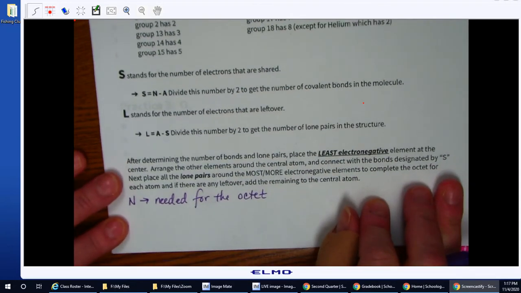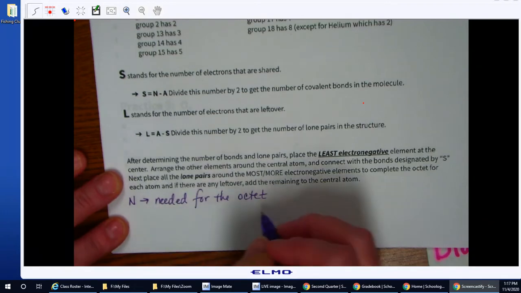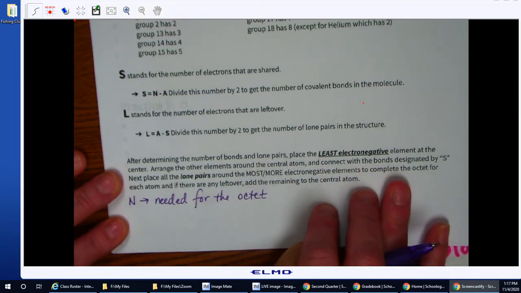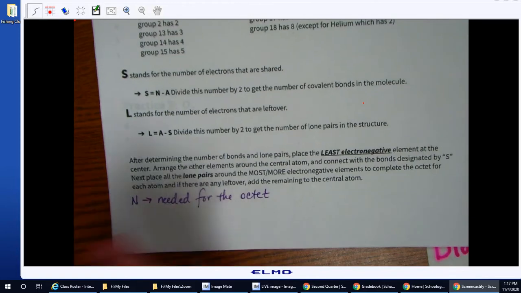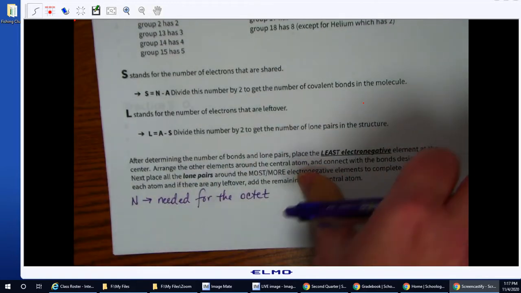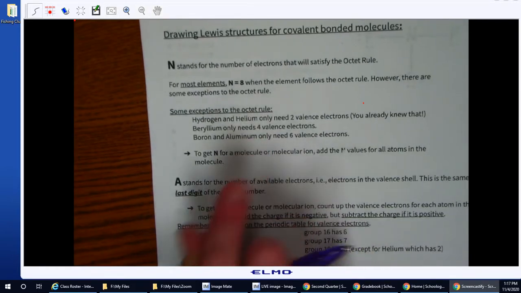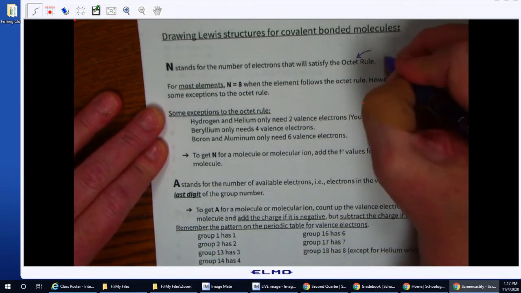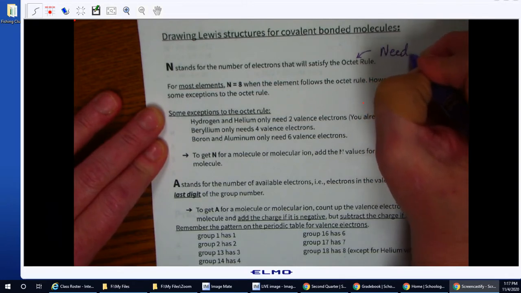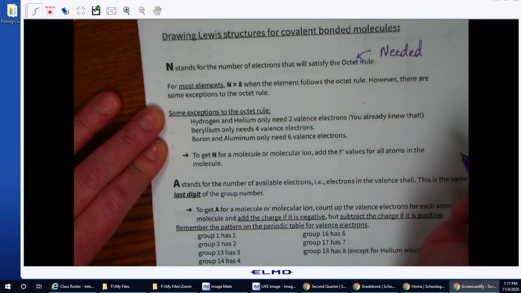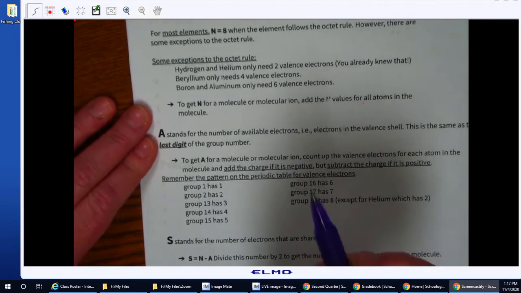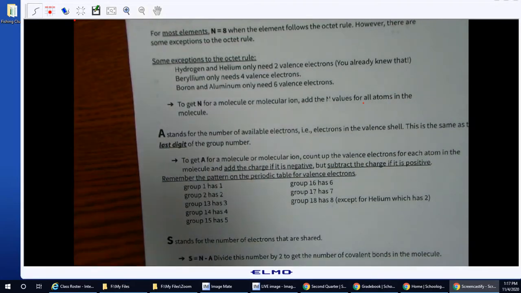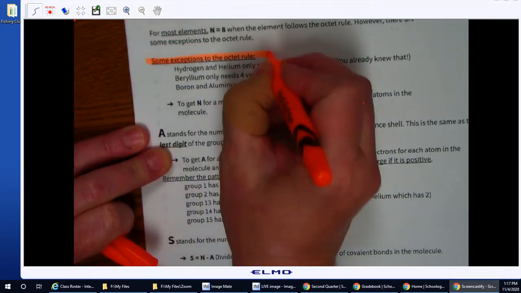Now, what's important about that is that I want to know how many electrons in total are needed, not how many I have to add to make an octet. Now, we should know that an octet generally is 8, but there are some elements that don't follow that rule. So again, if you go back up here to the very top where it talks about N is the number of electrons that are needed to complete that octet. So most of the time it is 8, but sometimes it's not.